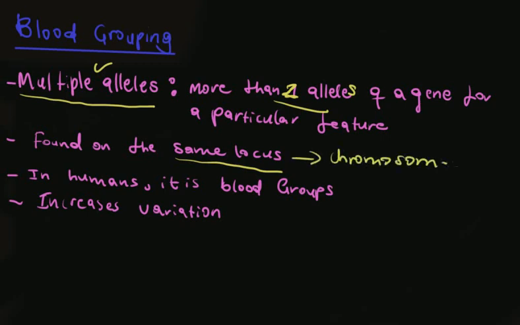So that's why they are not considered different alleles. I mean, yes, different alleles at different genes, but because they are found on the same locus in a particular chromosome, they are called multiple alleles. And the most important part is that they control one feature.